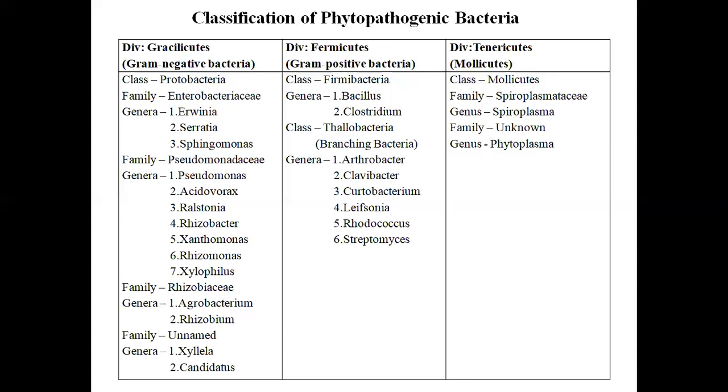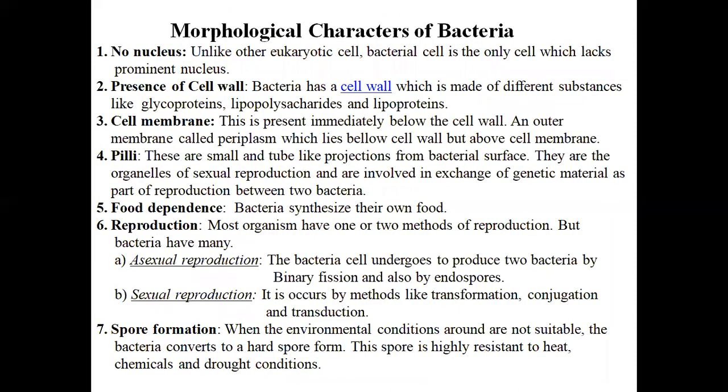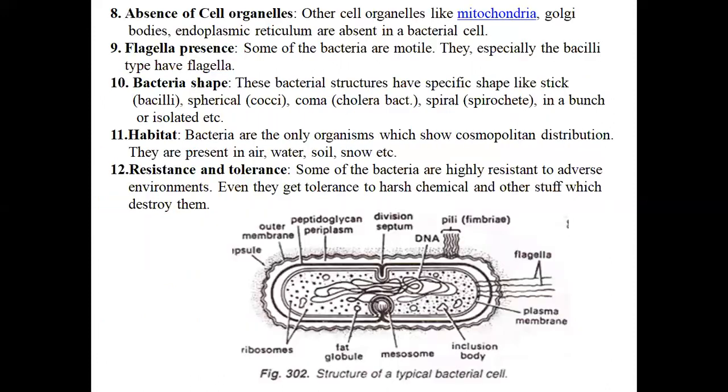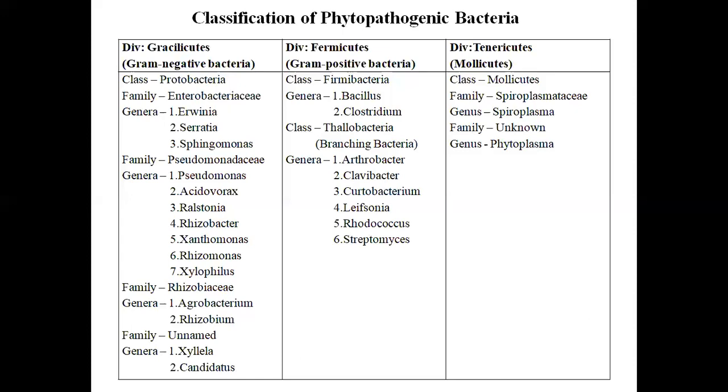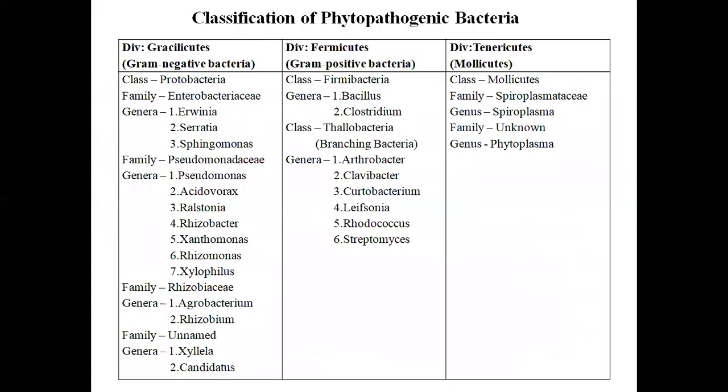So these are the three important divisions, Gracilicutes, Firmicutes, and Tenericutes, in the classification of phytopathogenic bacteria. This is the important topic we covered today, along with the morphological characters of bacteria: 12 important characters, and the classification of phytopathogenic bacteria. Maybe the question arises like this: write in detail about the morphological characters of bacteria along with the classification of phytopathogenic bacteria, in the final examination, maybe for 4 marks.